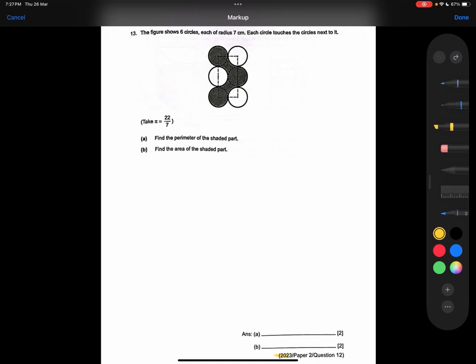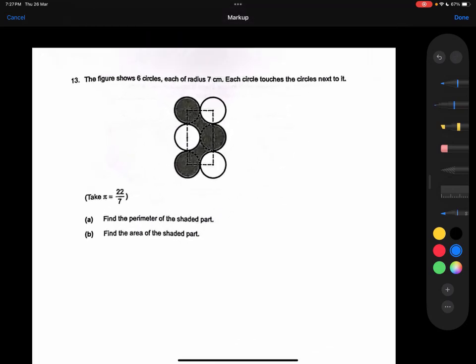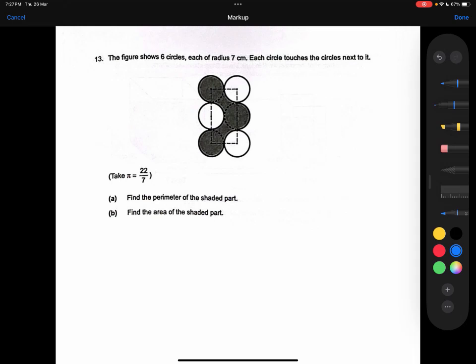PSLE 2023 Paper 2 Question 12. The figure shows 6 circles, each of radius 7 cm. Each circle touches the circles next to it. Take pi equals to 22/7. Part A, find the perimeter of the shaded part.